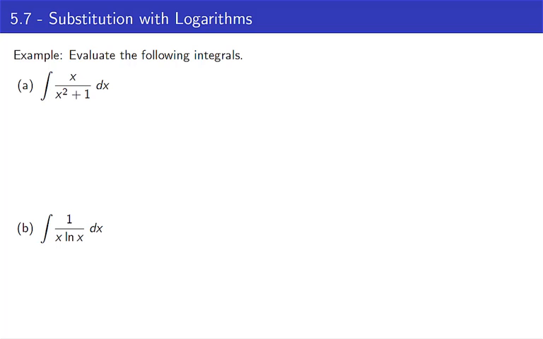In this lesson, we'll talk about substitution with logarithms. I recommend letting u equal the denominator. So we get x squared plus 1, meaning du is 2x dx. And so du over 2 equals x dx. We've got our u here, the x squared plus 1.